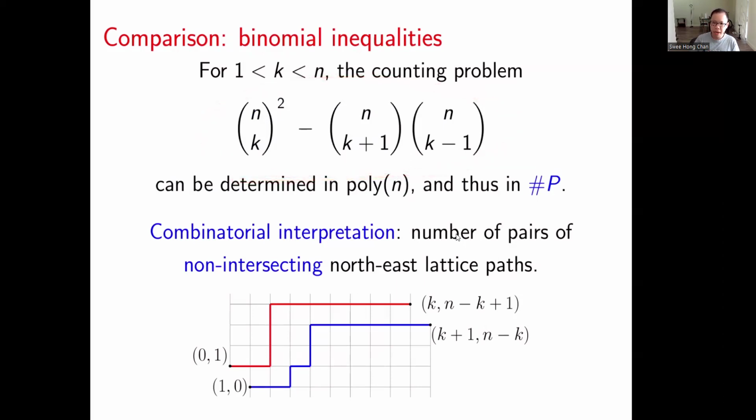This is the number of pairs of non-intersecting lattice paths from (0, 1) and (1, 0) to (k, n-k+1) and (k+1, n-k), where lattice path means that the path can only go up or go right, and I want the paths to be non-intersecting. Okay, this is a combinatorial interpretation. It's easy to check that this interpretation can be converted into a statement that this problem is in sharp P. And in fact, many combinatorial inequalities, many with combinatorial proofs, can also be converted into a statement that the difference is in sharp P by using a similar argument.